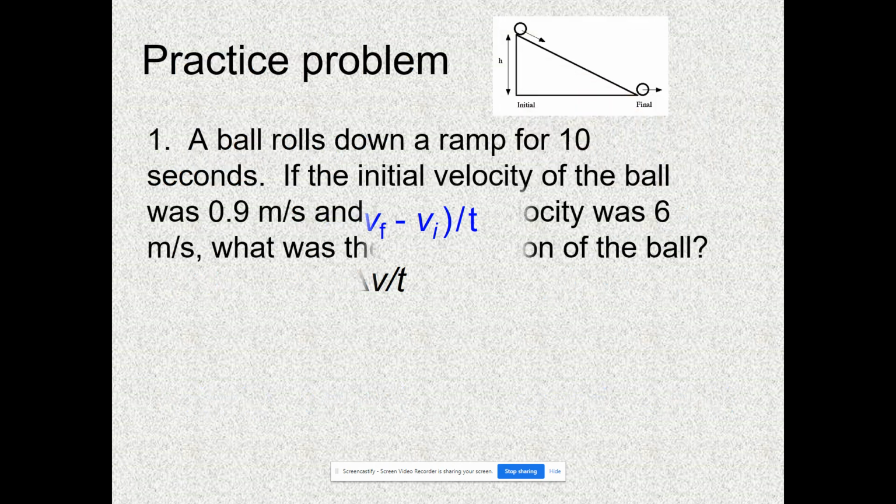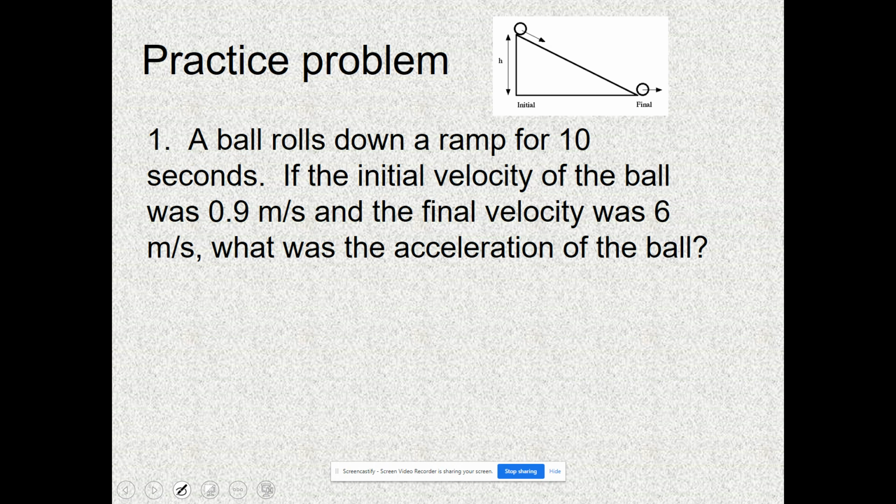Let's take a look at an example. A ball rolls down a ramp for 10 seconds. If the initial velocity of the ball is 0.9 meters per second, and the final velocity is 6 meters per second, what is the acceleration? So the acceleration, okay, we have as the change in velocity over time. Okay, so I'm going to put the final velocity, here it is right here, 6, the initial velocity, and 10 seconds. Okay, those are all the numbers in there.